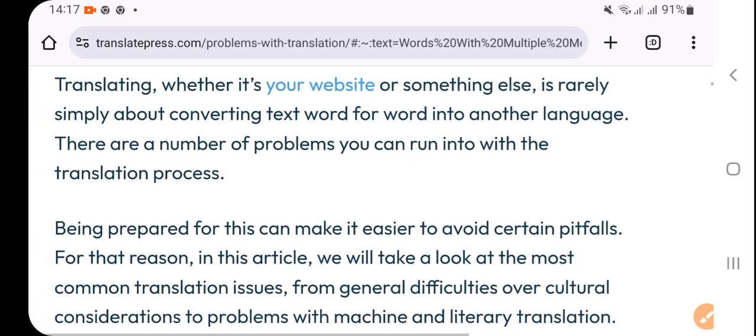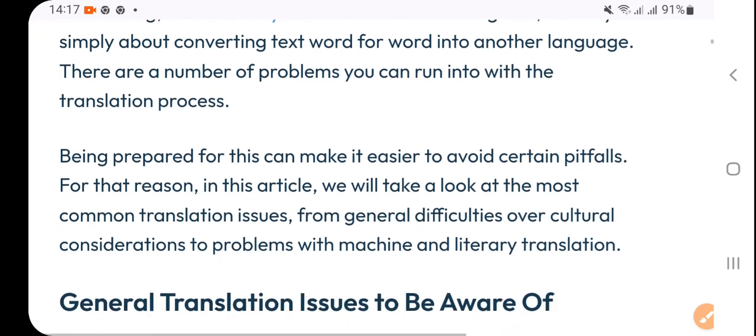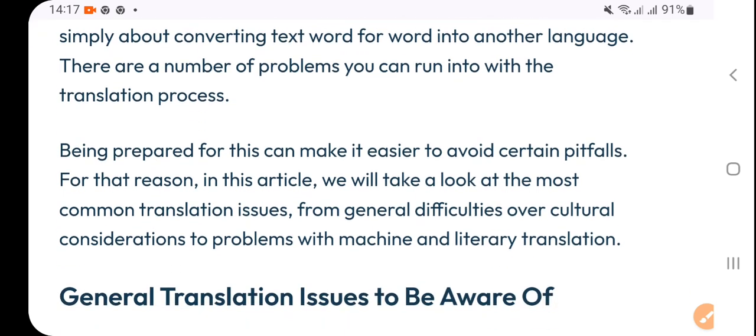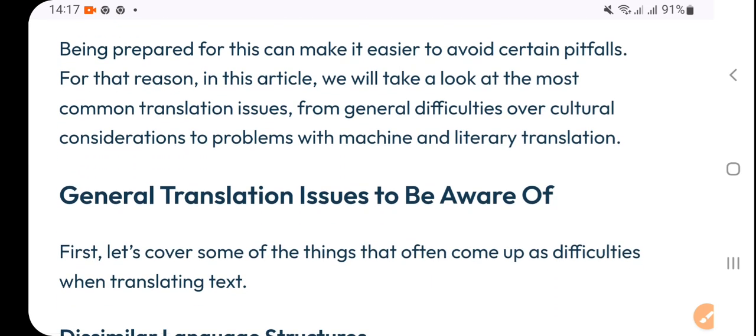Translating, whether it is your website or something else, is rarely simply about converting text word for word into another language. It is not just word for word, from one language to another, or one text to a targeted language. It's not so simple. There are a number of problems you can run into with a translation process. Being prepared for this can make it easier to avoid certain pitfalls, right? So what pitfalls are there, we are going to see.